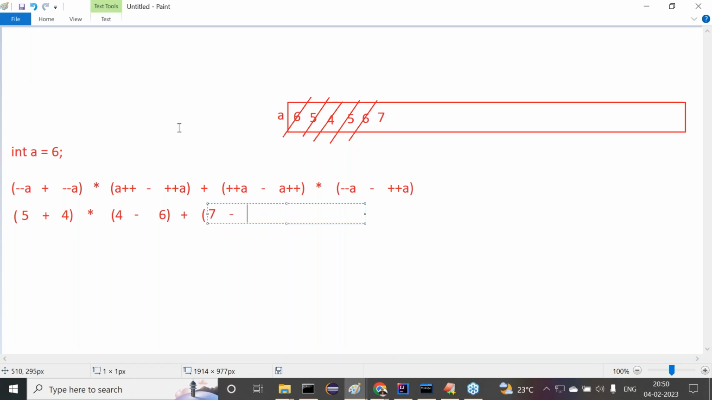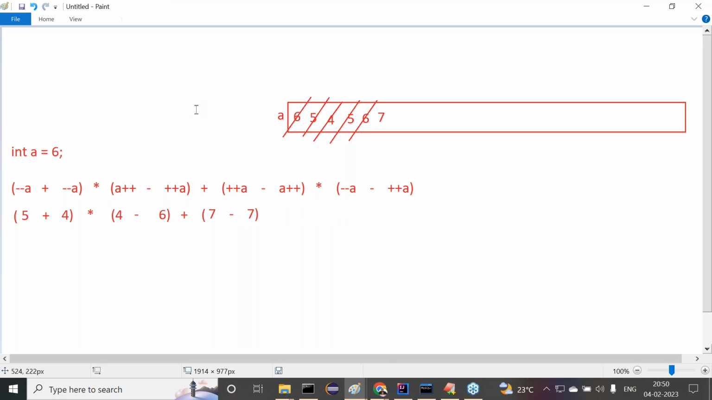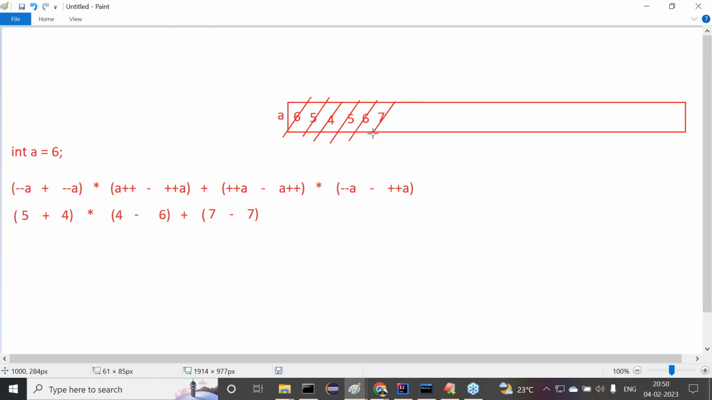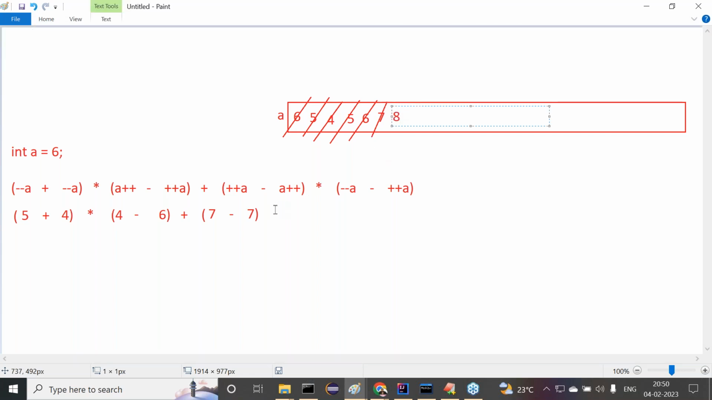Minus a plus plus. A plus plus is a post-increment. The current a value will participate here, but in memory the a value will be incremented by 1. 7 is incremented by 1. What value are we getting there now? It is the a value here. Okay, right, sir. Next one is star minus minus k.